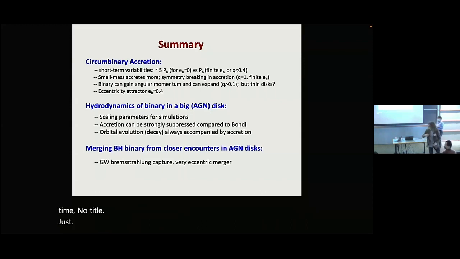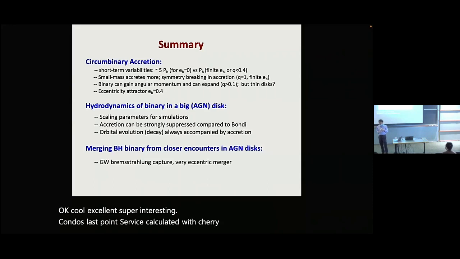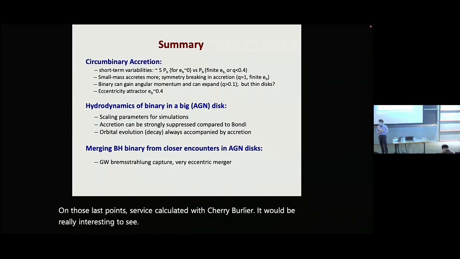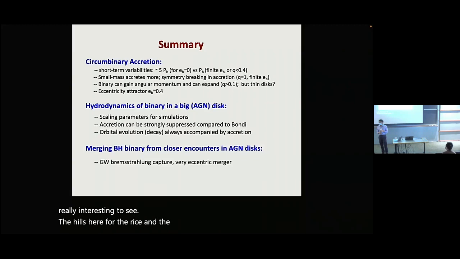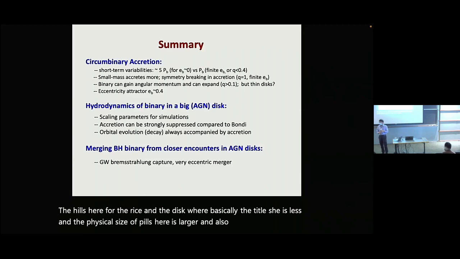In response to this, it's sort of related, and it's more or less on Jerry's stuff. Please go ahead. Okay, cool. Excellent talk, Dong. That was super interesting. On the last point, I was just chatting with Charu earlier, it would be really interesting to see what happens if you put the Hill sphere further out in the disk, where the tidal shear is less and the physical size of the Hill sphere is larger. And you'd also expect more objects, right?